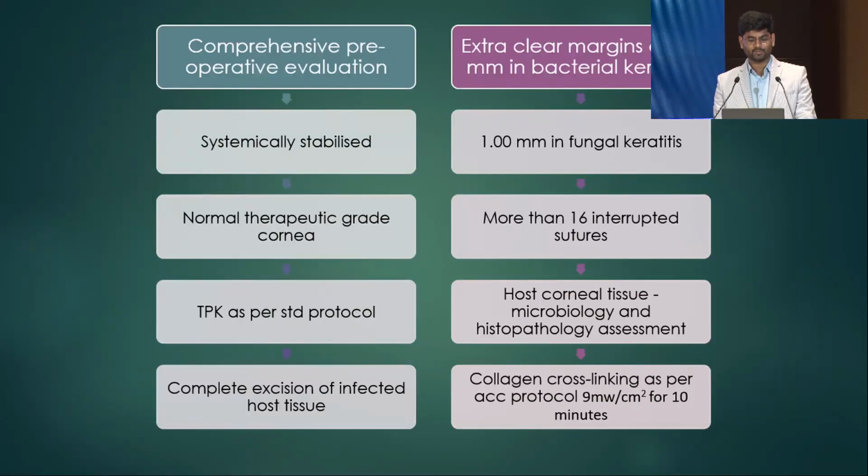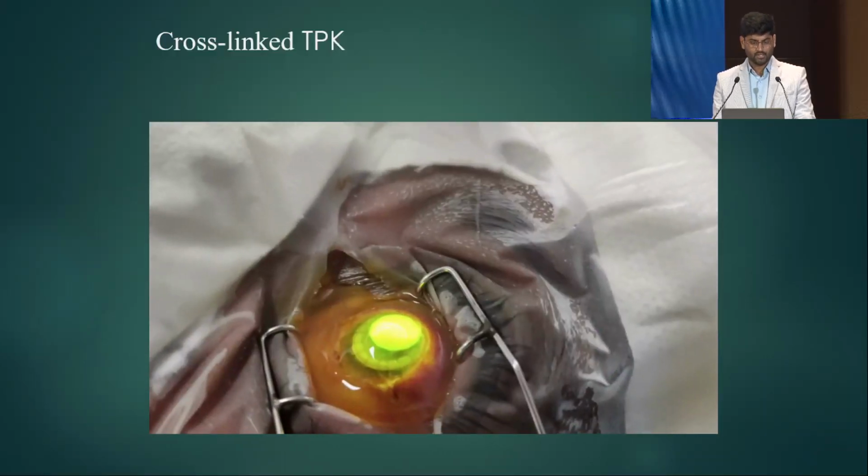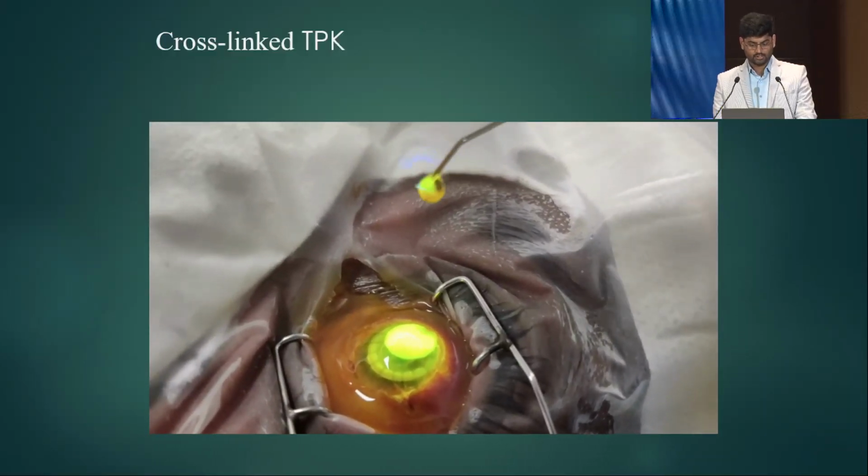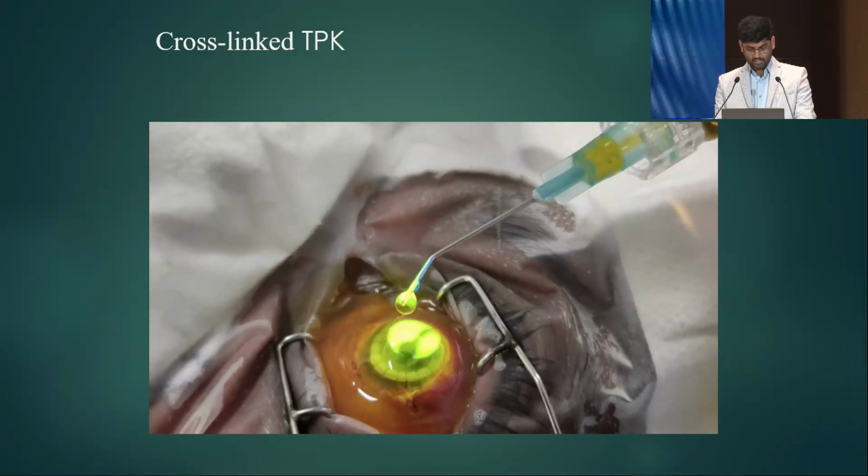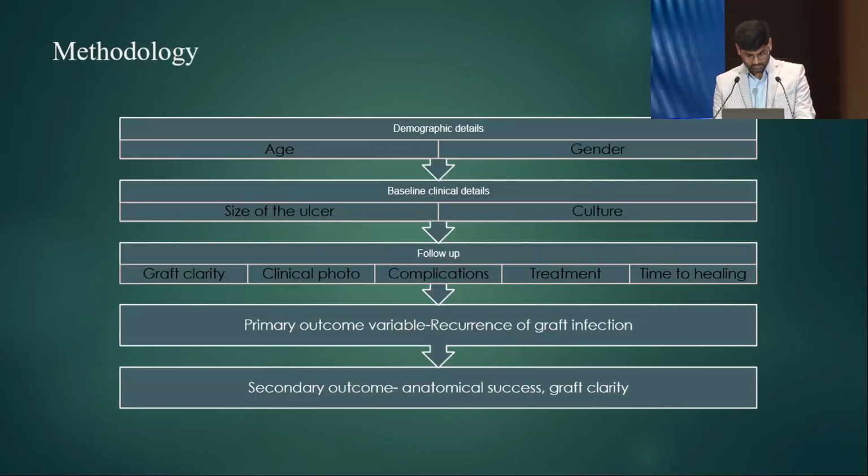A comprehensive preoperative evaluation was done. Normal therapeutic PK as per standard protocol was done. In bacterial keratitis, we take a clear margin of at least 0.5 mm, and in fungal, 1 mm. Collagen cross-linking as per accelerated protocol, 9 milliwatt per centimeter square for 10 minutes, was performed after the therapeutic PK. I'll show the video later as well.